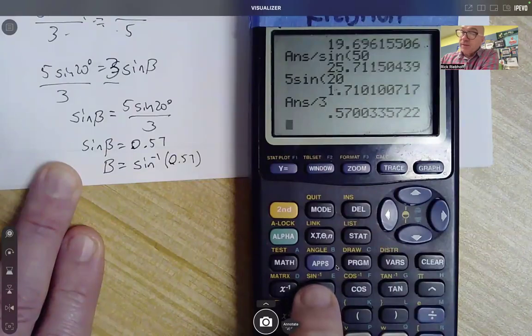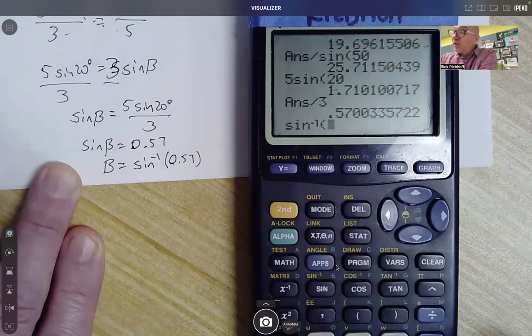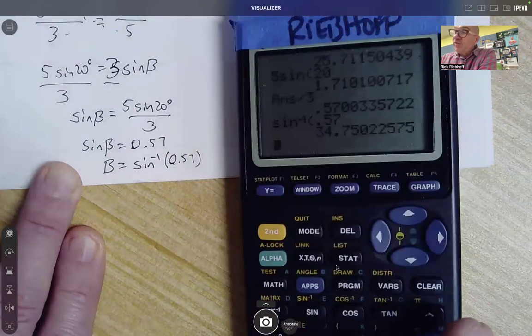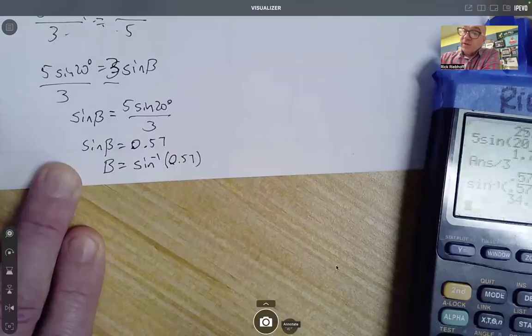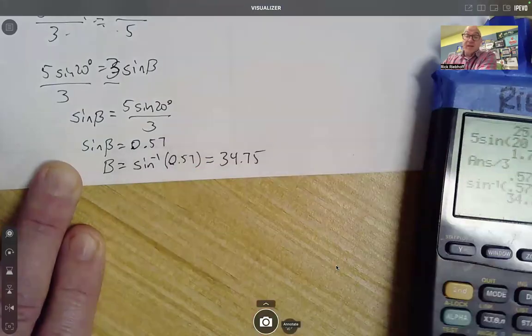So sine inverse is just second sine. We see it right up there. Okay, it just means we're going to undo the sine function. So 0.57 equals, and we get 34.75. So angle B is equal to 34.75. But here's the problem.